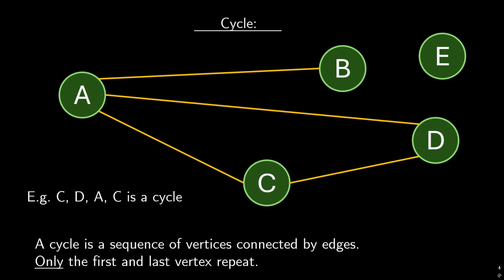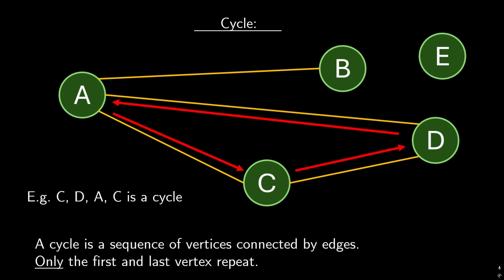Okay, so what about a cycle? Hopefully these names are very intuitive, right? So a cycle is a sequence of vertices that are connected by edges, and only the first and last vertex repeat. Okay, so for example, C can go to D, D can go to A, and A can go to C, so now this is a cycle. Okay, so again, I stress only the first and last vertex must repeat.